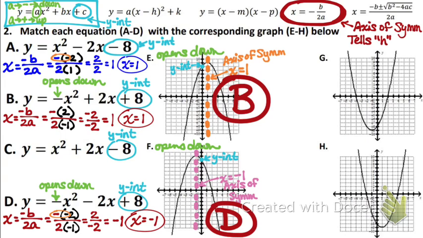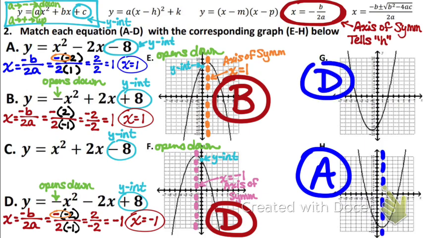H. So that's going to go with this graph right here, because we've got our axis of symmetry. Process of elimination tells me that this one has to be D. C. Thank you. I knew it was the last one. My brain just told me that that had to be D. Thank you for correcting me.